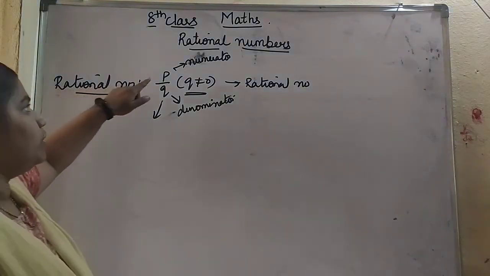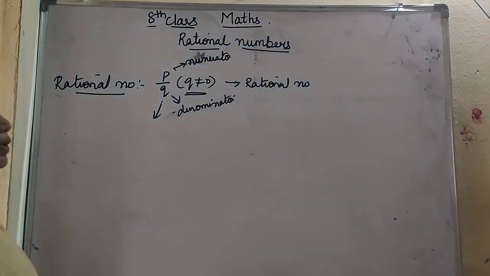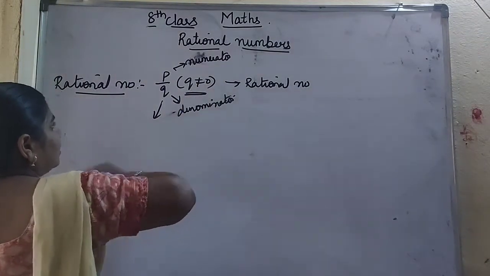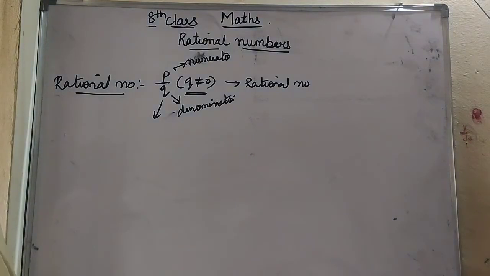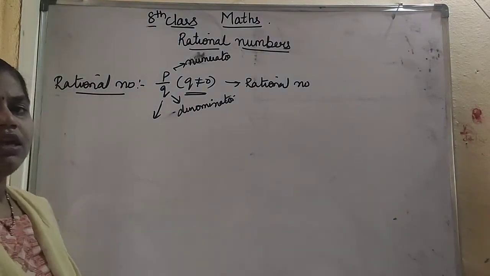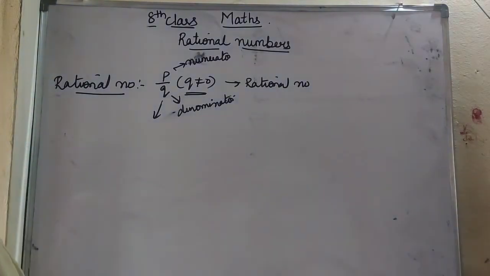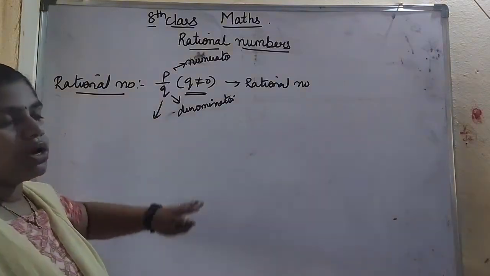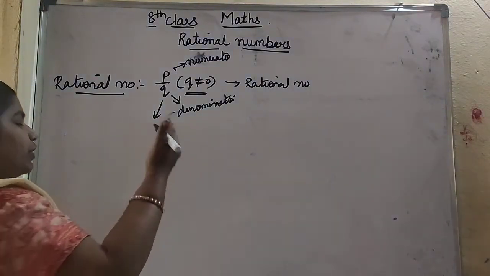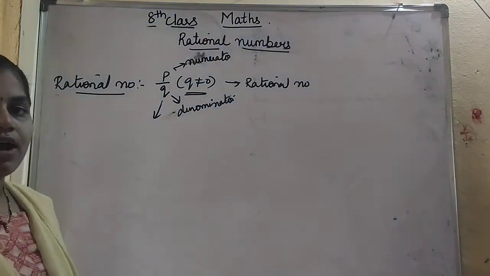So in this, p is the numerator value and q is the denominator value, and q is not equal to 0. In place of q, except 0, you can take any type of number. It can be any different number, but q should not be equal to 0. In place of p you can substitute 0, but in place of q you can't substitute 0. If you substitute 0 in place of q, that will be an undefined value.